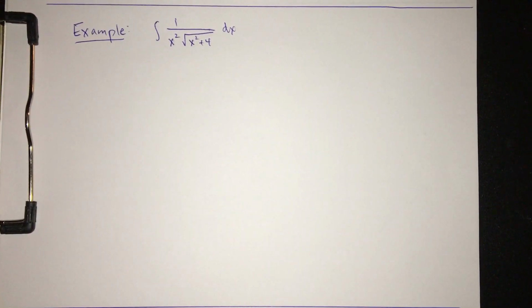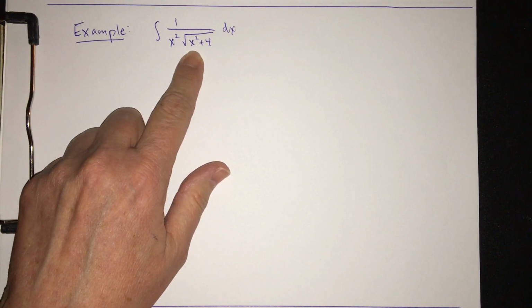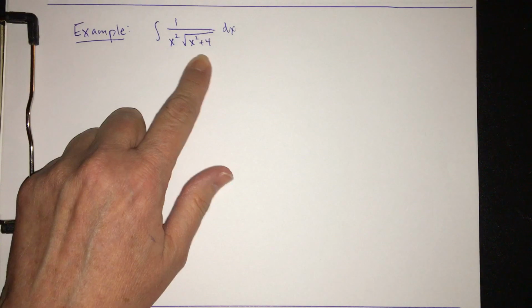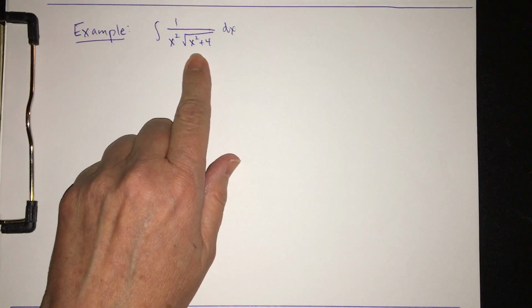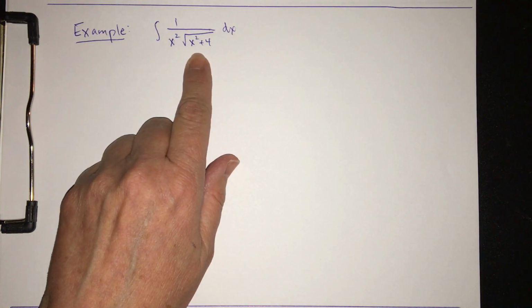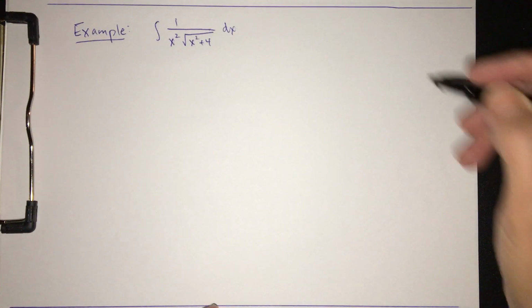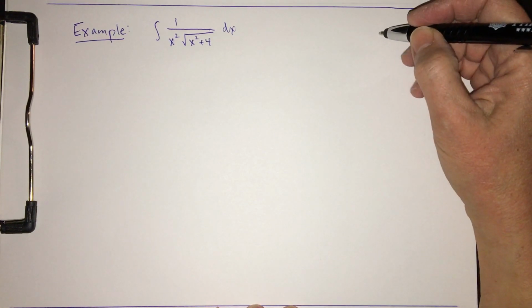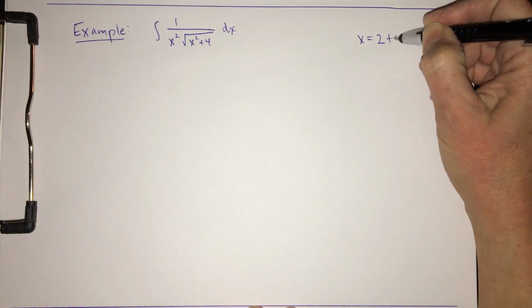Here's another integral problem where I will use some trig substitutions. So now I have the integral of 1 over x squared, and in the denominator, this times the square root of x squared plus 4 dx. So under the square root sign, I have x squared plus 4. This is of the form x squared plus a squared, where a equals 2. So the trig substitution I want to use is x equals 2 tangent theta.